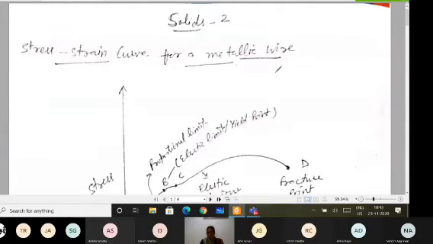Yes, class, we are in continuation dealing with the mechanical properties of solids. We have discussed stress and strain in the previous class. Stress means force per unit area, while strain is the change in configuration with respect to the actual configuration. Now we want to study the stress-strain graph for a metallic wire.